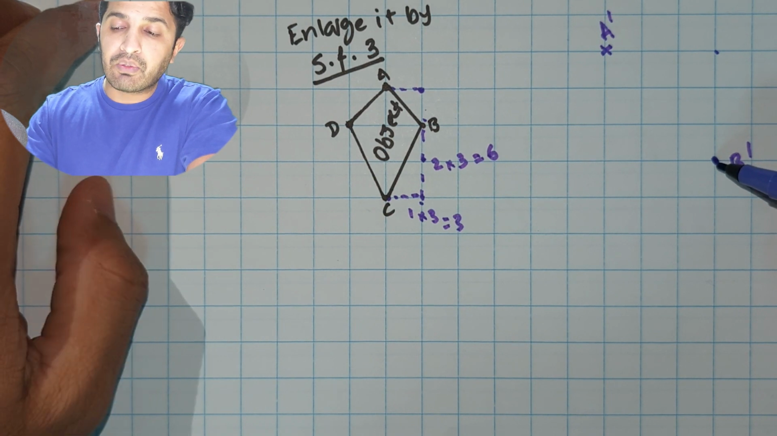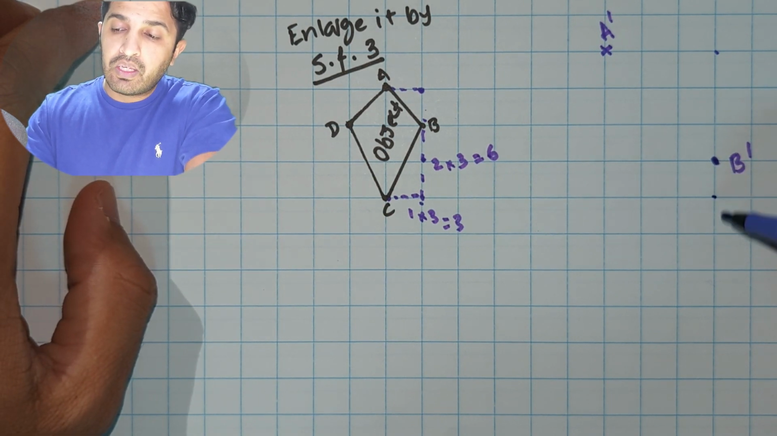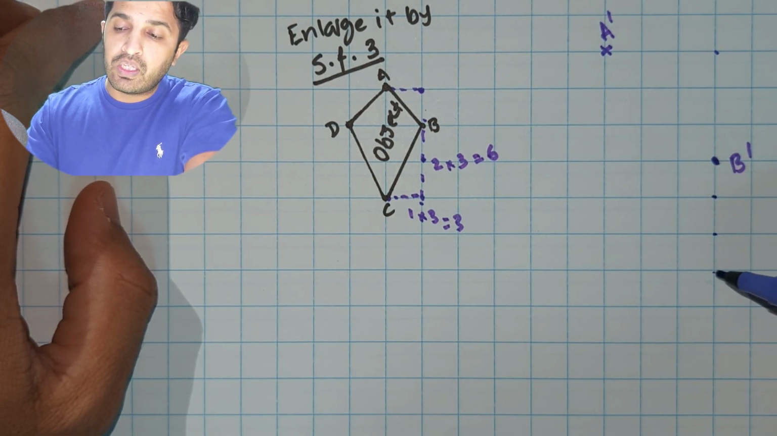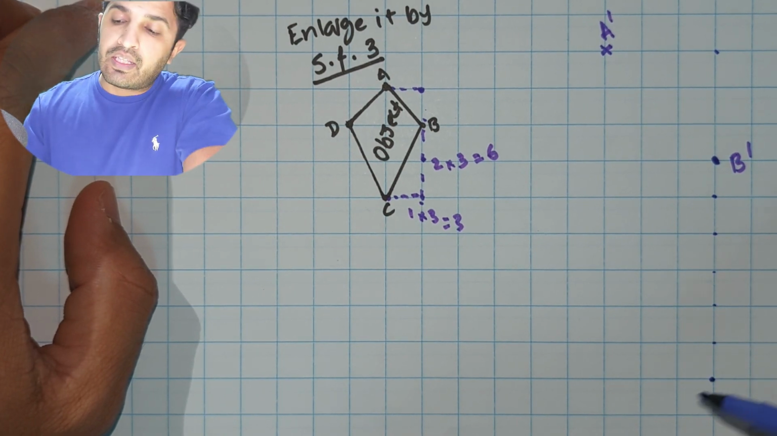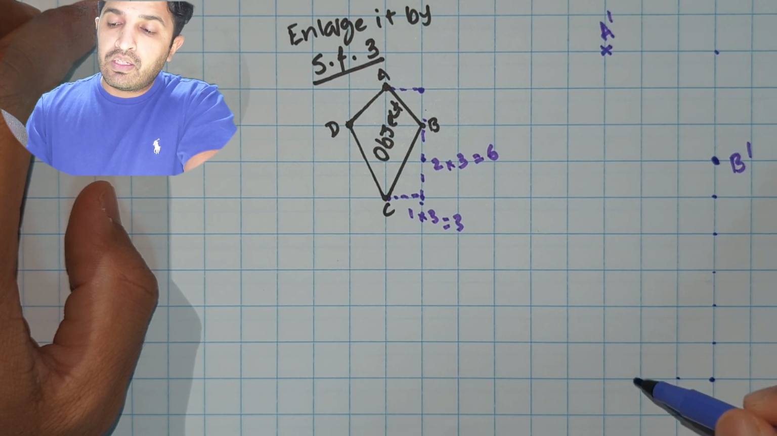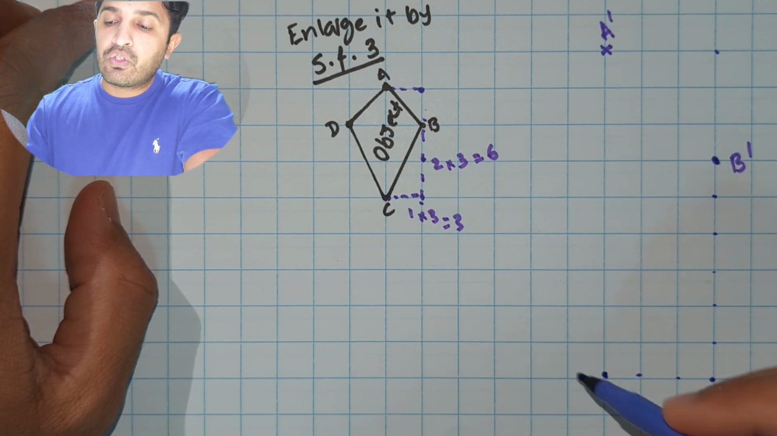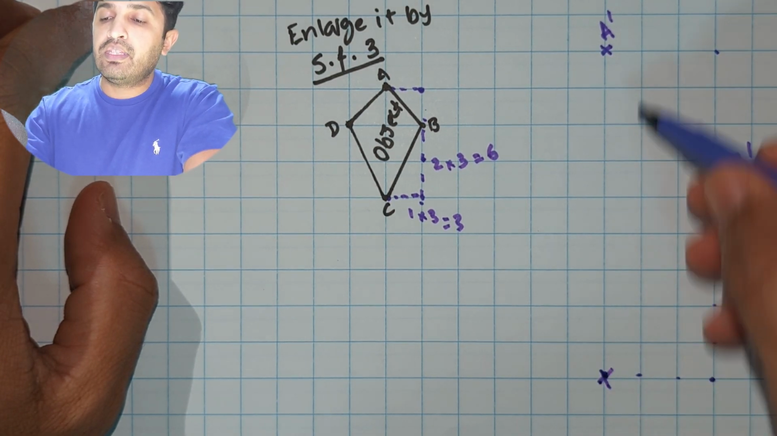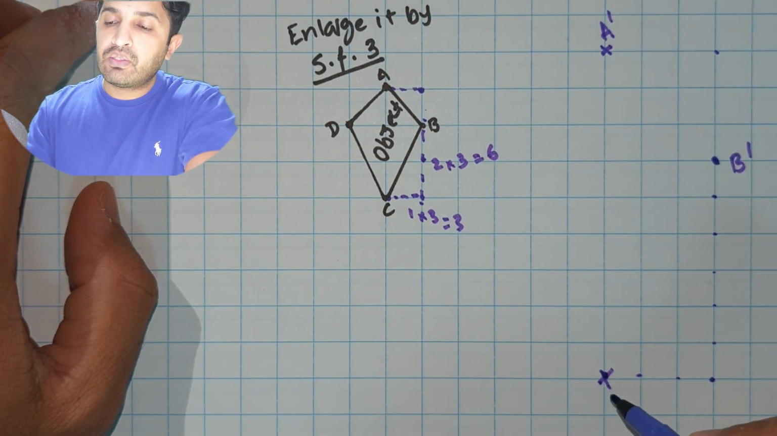Okay. So from B, I'm going to go 6 down, 1, 2, 3, 4, 5, 6, and then 3 to the left, 1, 2, and 3, and it should come exactly underneath your A prime. So this is what our point is going to be, C prime.